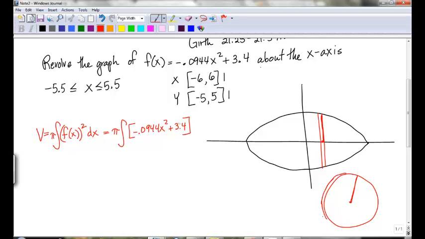Now this is the most common error, is people forget this. That has to be on the outside, squared. We have to square because we're using the formula for the area of a circle. What's the formula for the area of any circle? Pi r squared. But what's controlling our radius is that y value. And then we're going to take slices all the way down and extend it from negative 5.5 to 5.5. Okay? Next part.